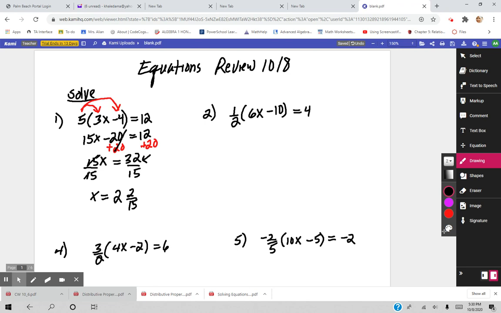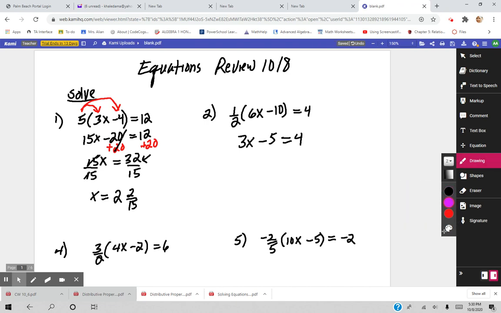Okay, let's go to the next one. We can do mental math here. Half of 6x is 3x. Half of 10 is 5. So this would be minus 5 because there's a minus here in front of the 10. Equals 4.